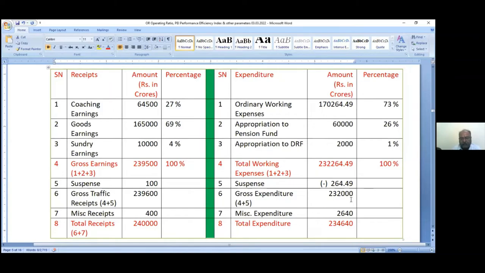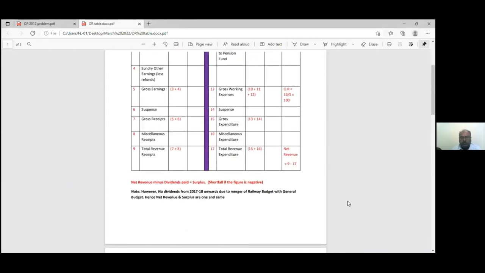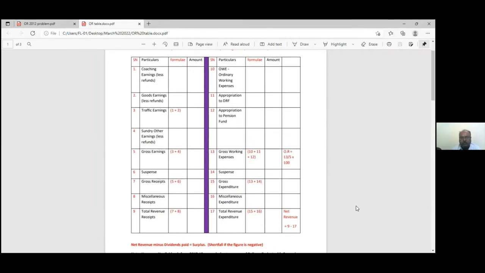Or I will share another. Please drop this table. Hope it is visible to all of you. Please confirm in the chat box. Is it visible? Yes. Please draw it in your notebook. We'll discuss some practical problems. I have three or four practical problems. We'll discuss all sorts of them.